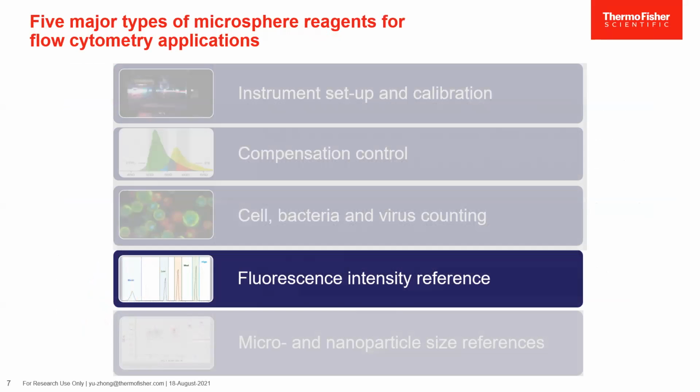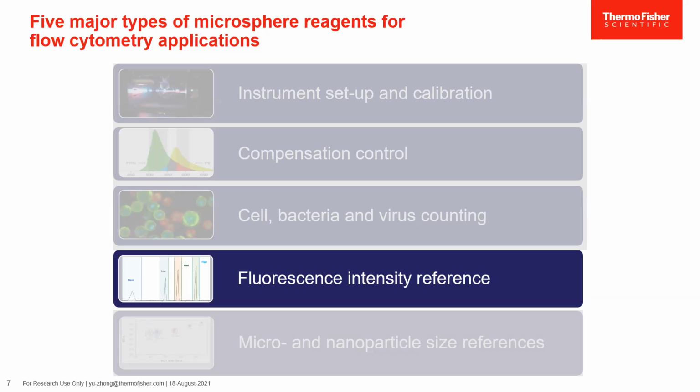There are many types of fluorescent particles used in calibration, not only for flow cytometry, but also imaging. And we have a lot of products for imaging system calibration as well. But today, I mainly focus on the fluorescent intensity reference, based on the example I gave you before. So you can really measure the fluorescent intensity independent from the voltage setting.